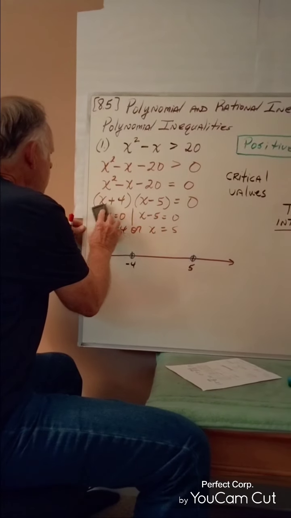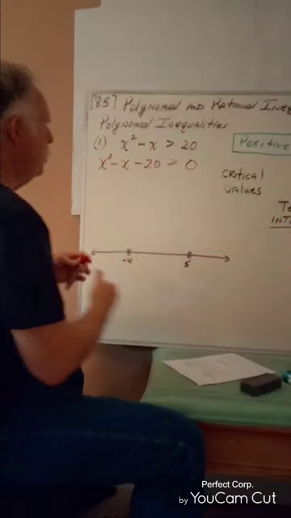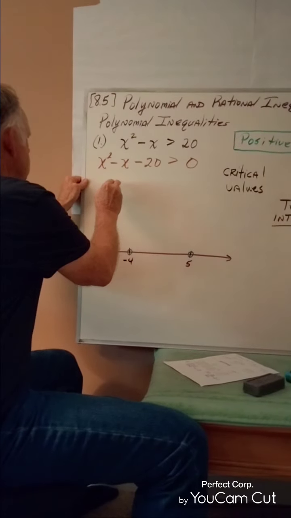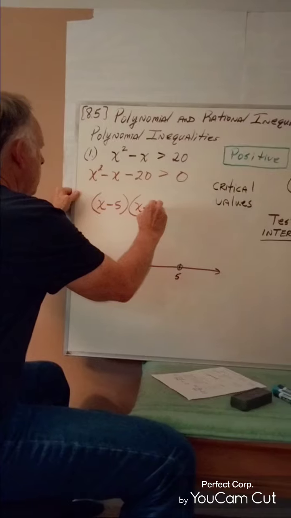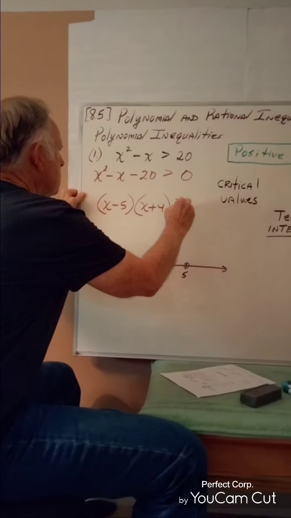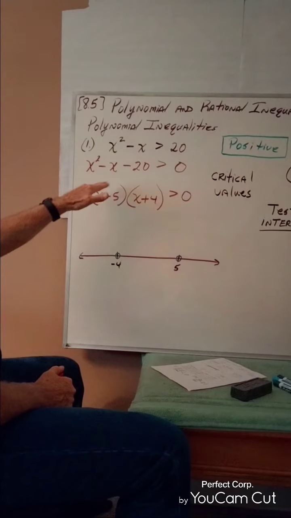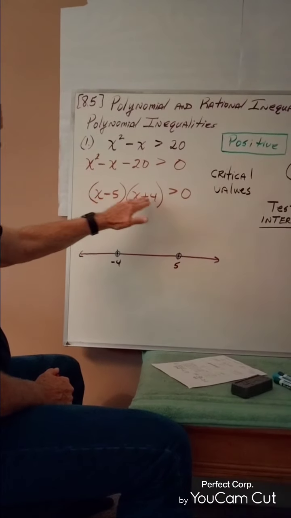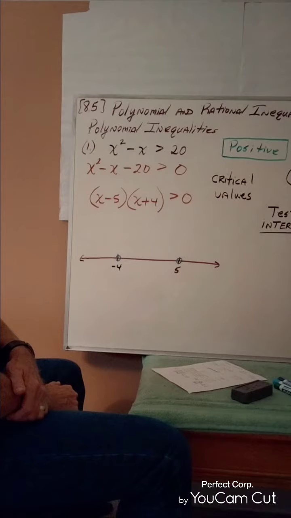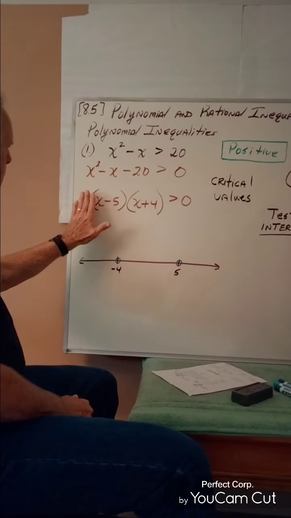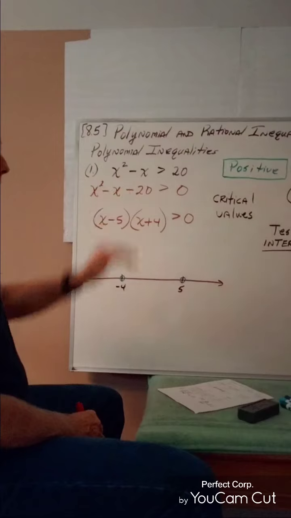So I'm going to erase this information right here, and I'm going to replace it by this statement. The quantity of x minus 5 times the quantity of x plus 4 has to be greater than 0. Remember, these came from when I said x squared minus x minus 20 equals 0. We found our two binomial factors, and these two binomial factors led to those critical values that you see down there on that number line. Now, it's this statement right here that's going to help us solve this given inequality statement.